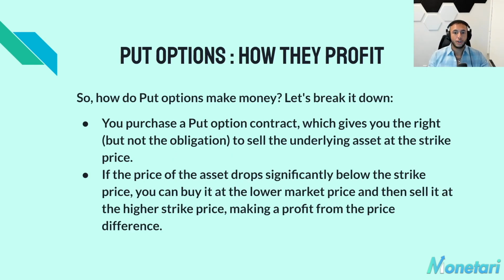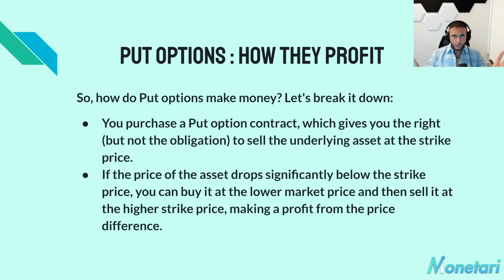Now, put options are on the other side, right? Apple is trading at $177. Let's say I have a put option contract for $300. That's amazing. That means I can sell 100 shares of Apple at $300. My contract says I can, right? So I can literally go buy 100 shares of Apple for $177, use that contract to sell all 100 for $300 each.